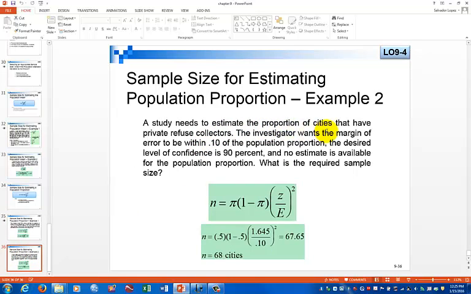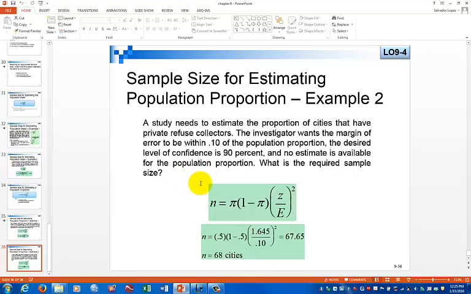A study needs to estimate the proportion of cities that have private refuse collectors. This is another example. The investigator wants the margin of error to be within 0.10 of the population proportion. So that's my E. The desired level of confidence is now 90%, and no estimate is available for the population proportion. What is the required sample size?